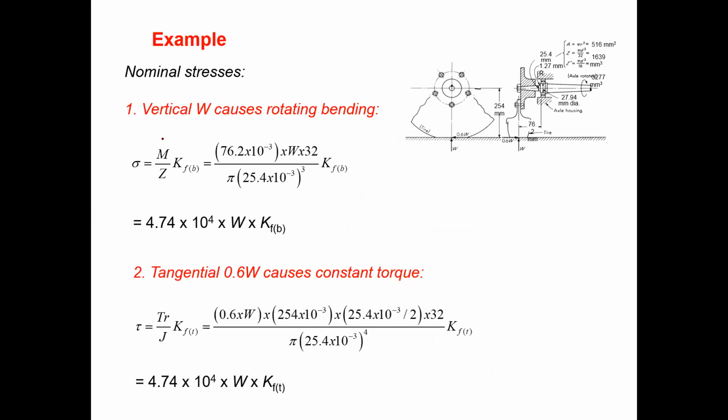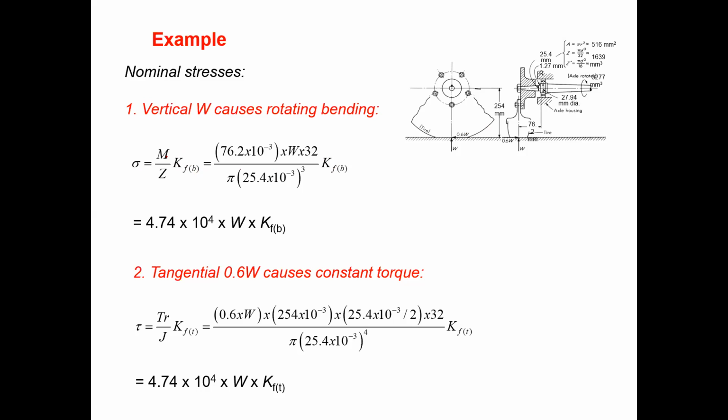So nominal stresses, vertical W. Okay, so that means this one, the vertical W. I told you it is the bending type. So here you can see the equation. You should multiply that stress by KFB. Okay. So in the first example, we know how to calculate the KF for bending and torsion. If you find the KFB, you can substitute here. So I will put the remaining KFB here. Later on we can apply it here.